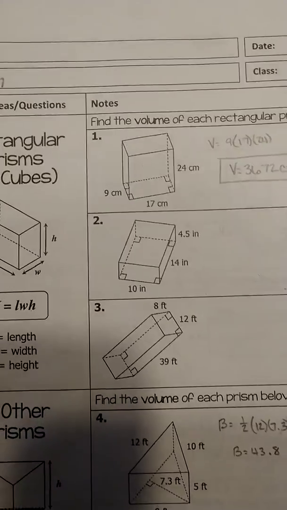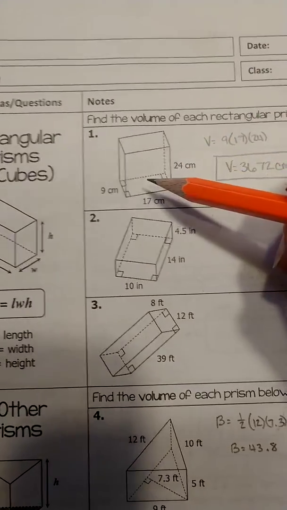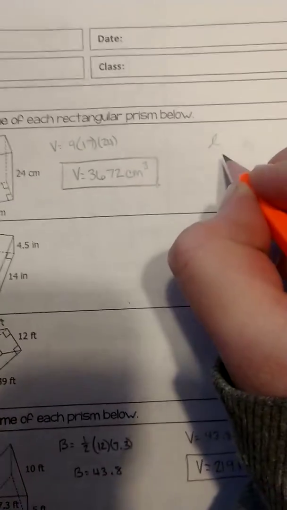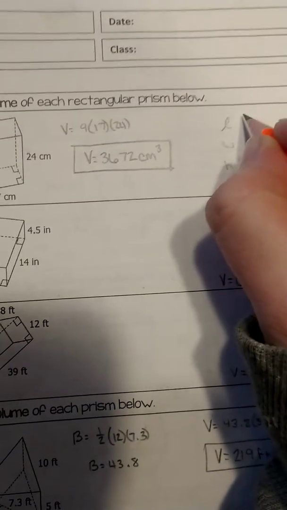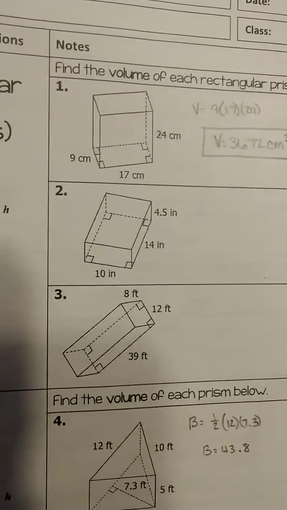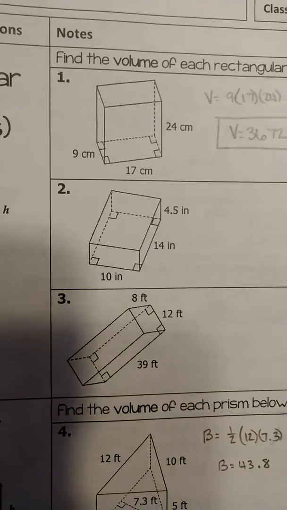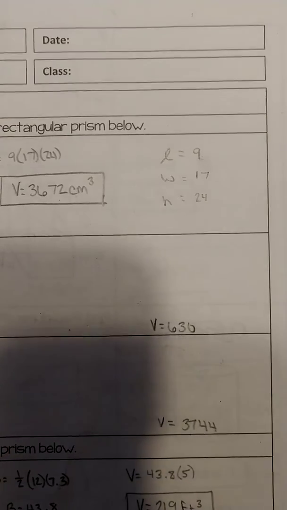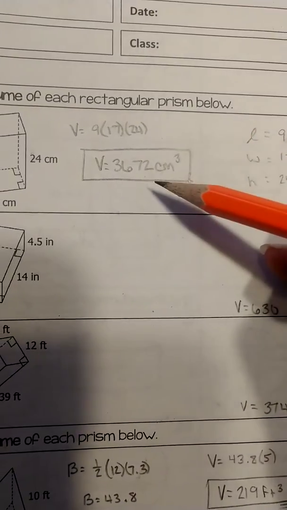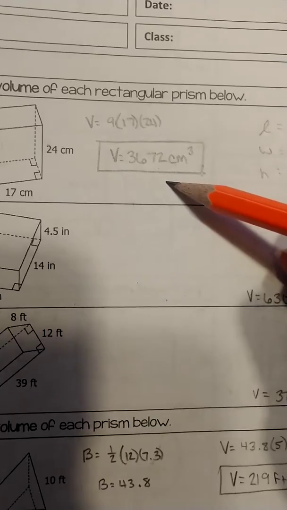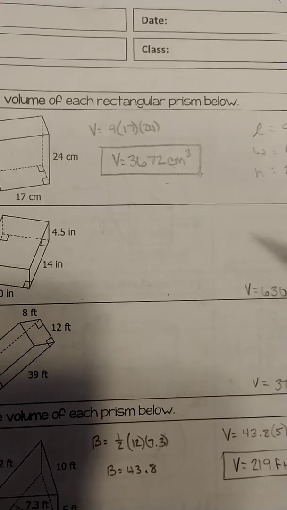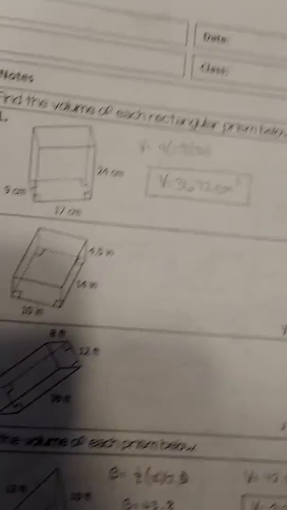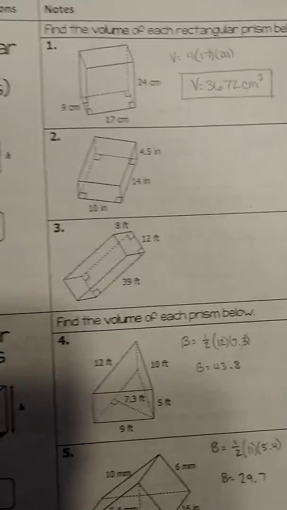So number 1, again, does not matter. What does matter is actually labeling. So you've got length, you've got width, and you've got height. This one, if I make my length 9, my width 17, and my height 24, that's all you got to do. Plug your values in, multiply them together, you get 3,672 centimeters cubed. Remember, your units need to be cubed because you are doing a unit times a unit times a unit. So we're no longer doing squared, we're doing cubic.